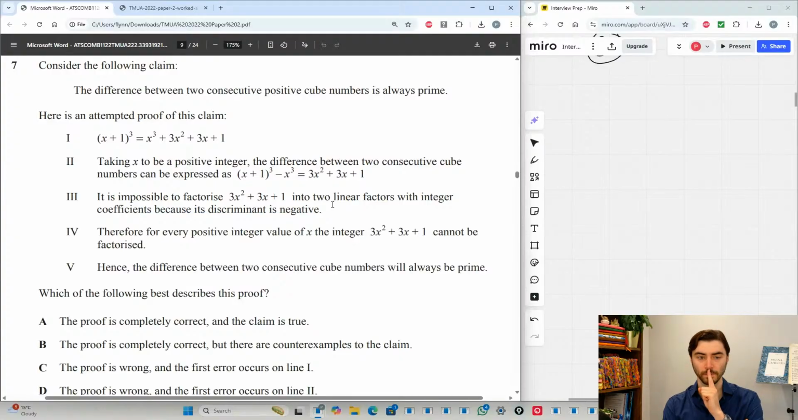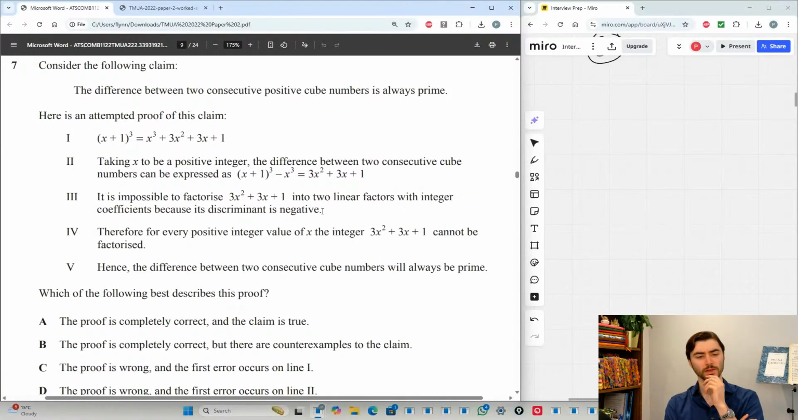Wait. Oh no, is that true? I'll have a look at that. Therefore, every positive integer value of x, that integer cannot be factorized. Hence, the difference between two consecutive cubes will always be prime. It is impossible to factorize that into two linear factors.